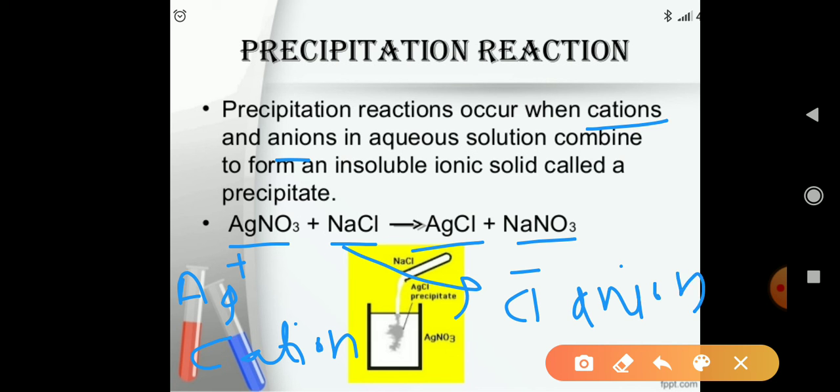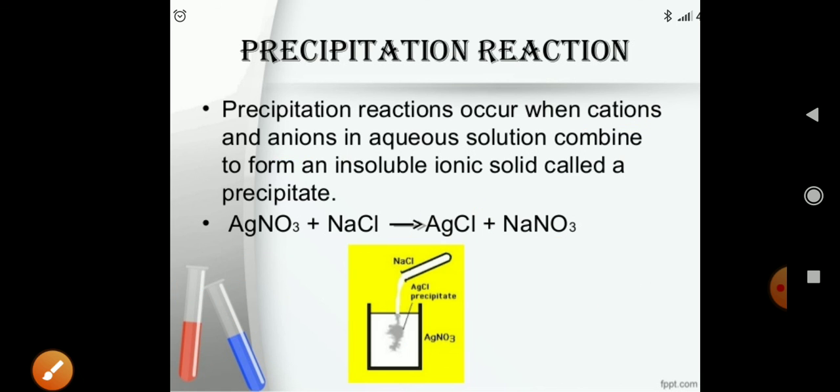So the cation from the first reactant and the anion from the second reactant combine to form an insoluble ionic solid, and that insoluble ionic solid is called the precipitate. Here we can see in the picture there is some insoluble part. That insoluble part is AgCl. That AgCl is the precipitate, and therefore this is called a precipitation reaction. So this is an example of double displacement reaction.